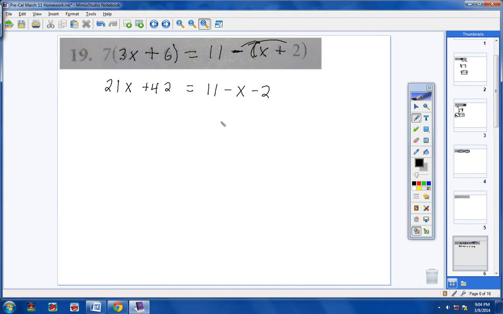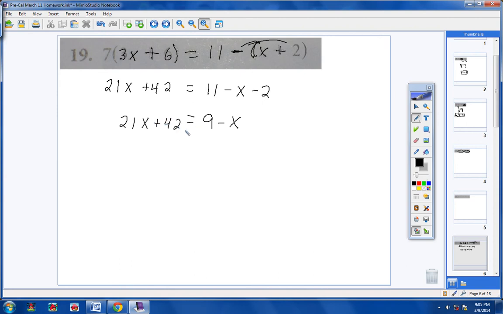Very good. Now I can simplify this right side a little further, okay? 11 minus 2 is 9. So I can take this term here and this term here and put them together because they're like terms. They're both constant terms. So 11 minus 2 is 9. And now bring down the rest of the problem over here on the left side.